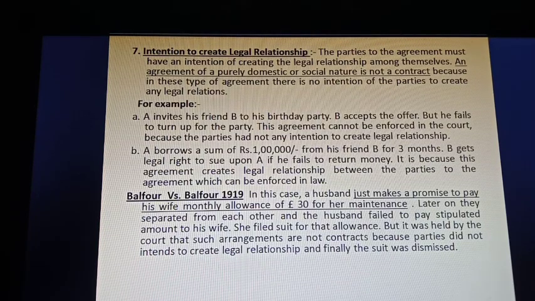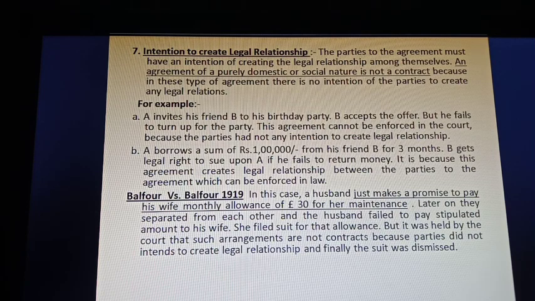There must be an intention of the parties to create a legal relationship between them. That is, the parties to the agreement must have an intention of creating legal relationship among themselves.